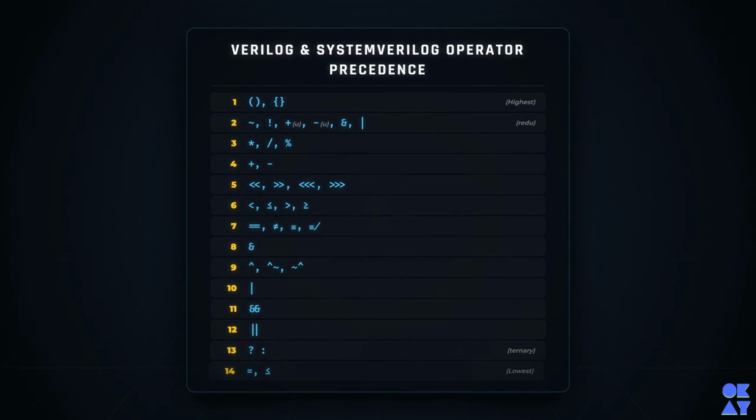Here is the operator precedence of all operators in Verilog and SystemVerilog. Here is the operator precedence table. Look at it carefully. The top has high precedence, and as it goes down, the precedence reduces. Pause the video and look at it. You will learn what a ternary operator is in upcoming lectures, so don't worry.